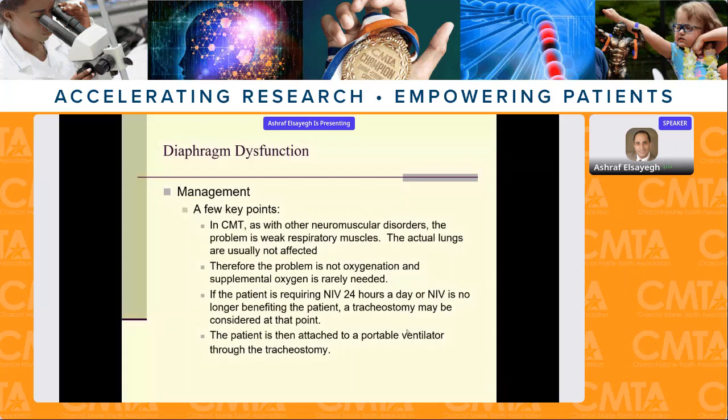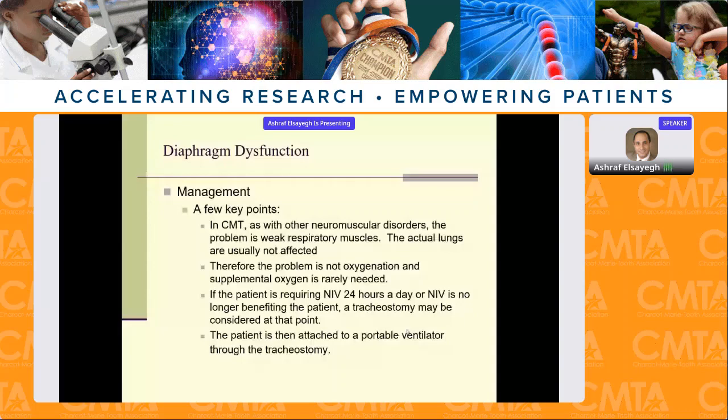Okay, then the next point on this slide, and again, this next point is very, very rare in CMT patients. We do have a handful of you guys, so I do want to mention it, but for the vast majority, you don't have to worry about this.